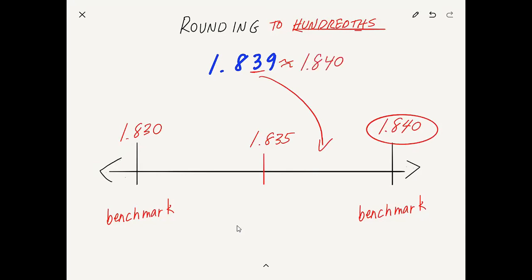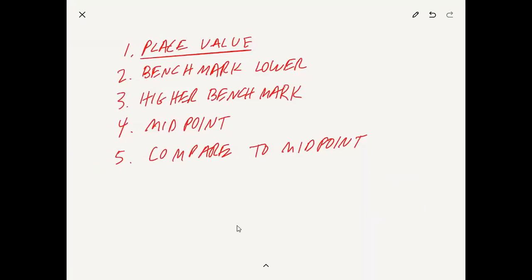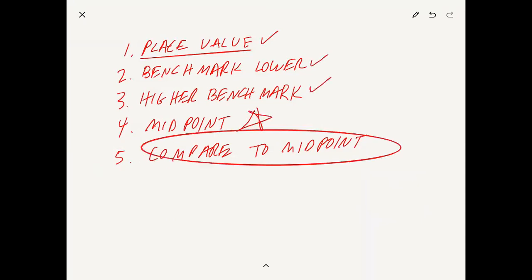That's it. So real quick, you got to know your place value. Once you know your place value, you're going to do the lower benchmark, higher benchmark, find the midpoint, and then compare your number to the midpoint. You just need to find out which one of the benchmark numbers it is closer to. That's what your rounding is going to be.